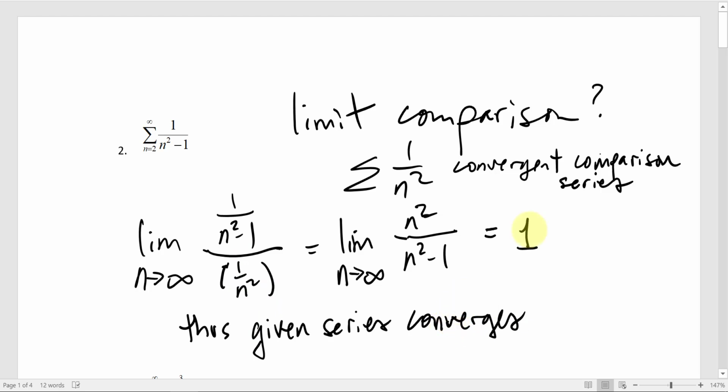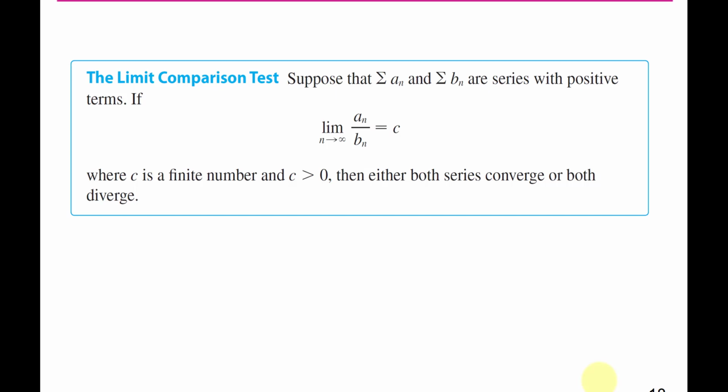I want to state that again, because let's say that we had chosen some series that was divergent, and I got a value here, like I did a limit that existed. If I was comparing with a divergent series, then that same exact value 1 would have implied that the given one diverges. So this is how the Stewart book states the limit comparison test.